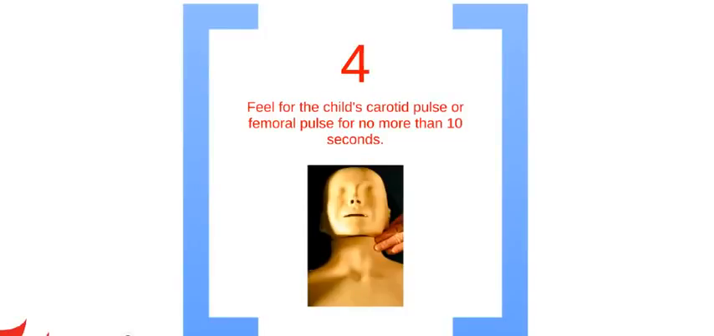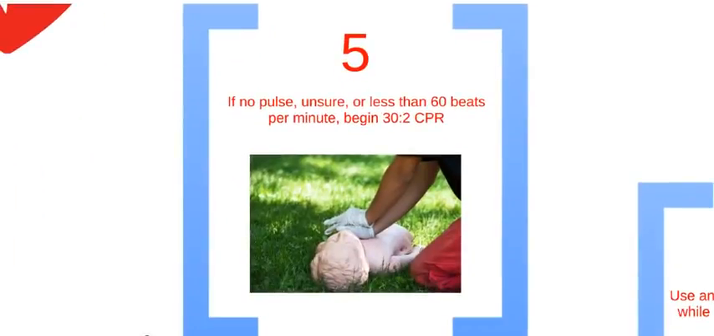Step 4 is checking the child's pulse, but for no more than 10 seconds. You can do this with either the carotid pulse on the side of the neck or the femoral pulse on the inner thigh, in the crease between their leg and groin.